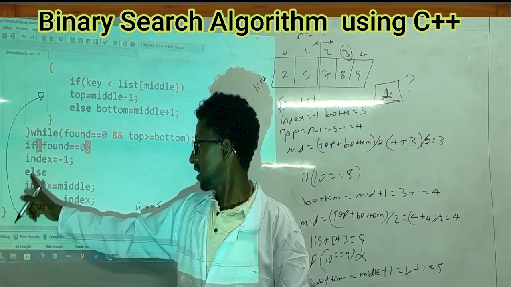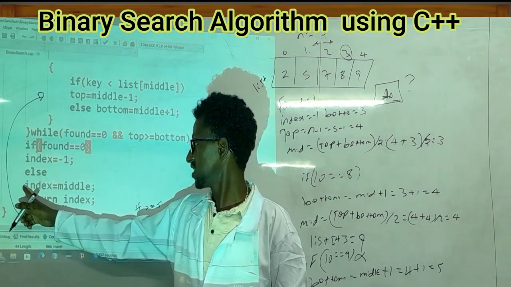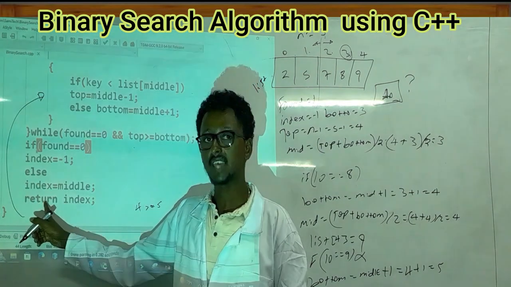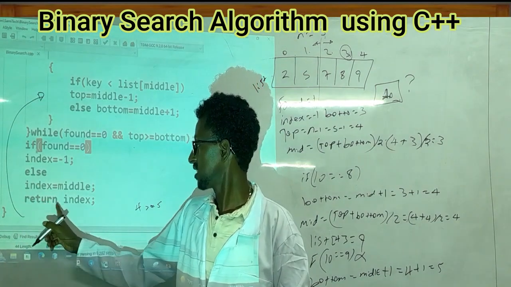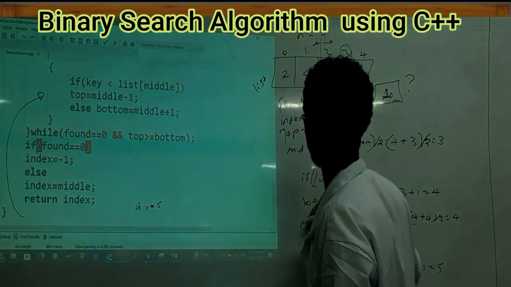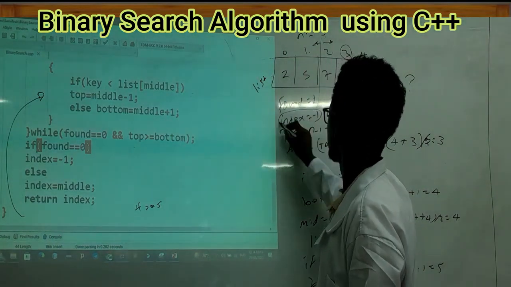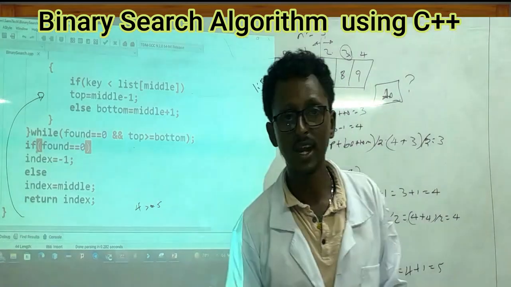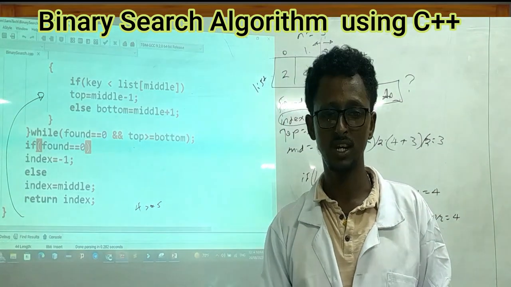Else didn't have the brace, therefore this statement is jumped and this statement is executed. That means return the index. Return the index. So what is the index? The index is -1.